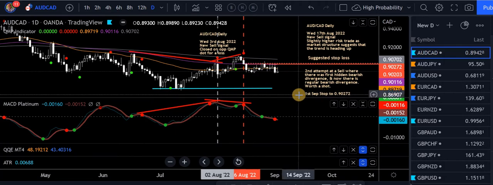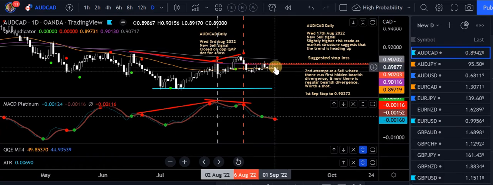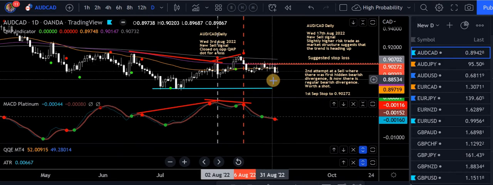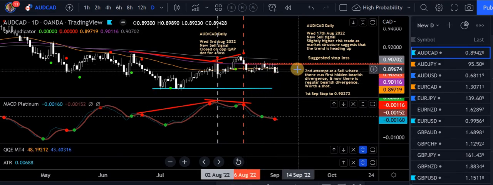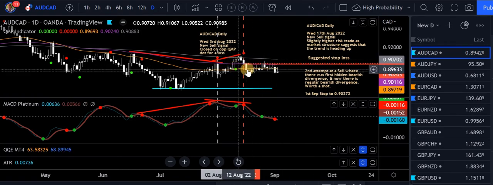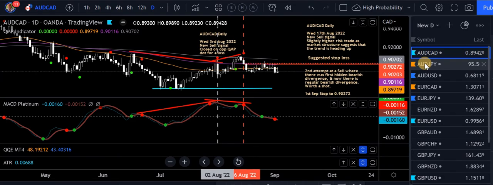Stop, 1st of September, the stop moved to 90272. So 1st of September, when was that? There. So on the open there, brought the stop down, just tightened it right up. It's just going nowhere fast, this pair. The MACD through the zero level, sideways, so I just tightened it right up. That's my second attempt at a sell there. That's the USDCAD, at least it's heading in the right direction.